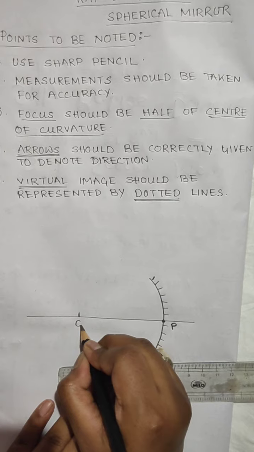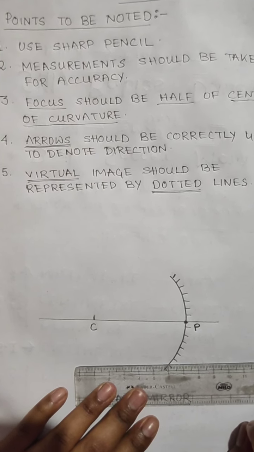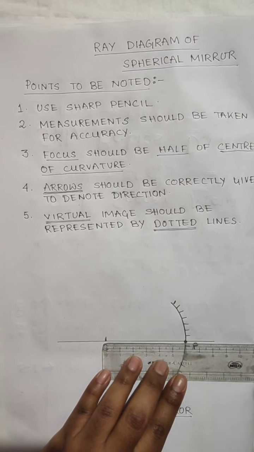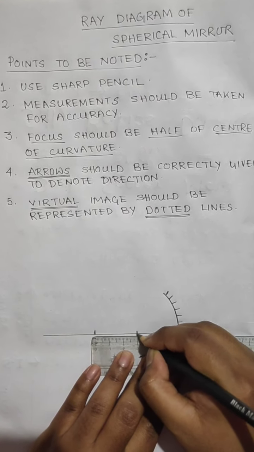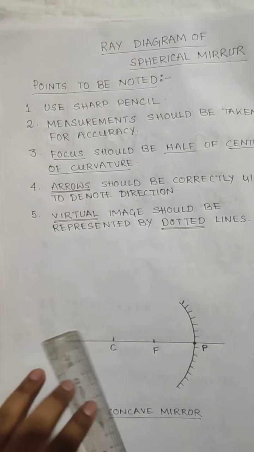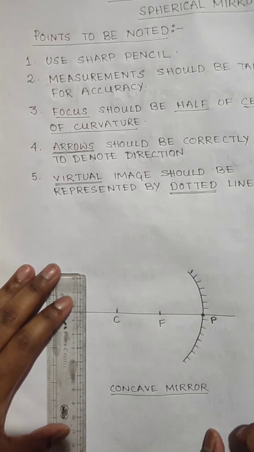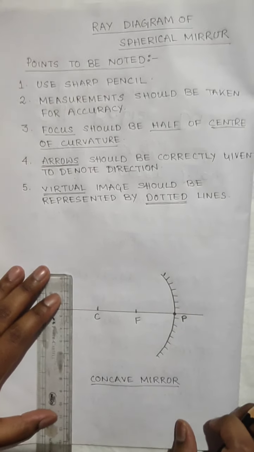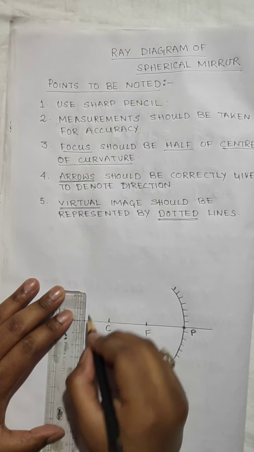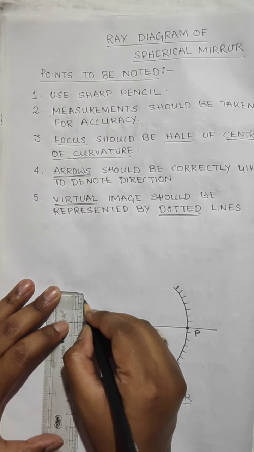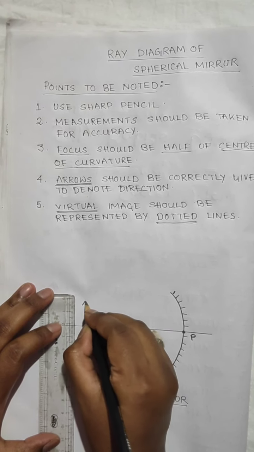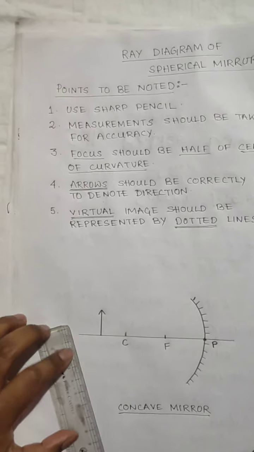If this is your center of curvature, then your focus should be at 3 centimeter. That is exactly halfway between center of curvature and pole. This measurement is very important for your diagram. Now, to draw any diagram, firstly we need an object. So here we will also take the measurement while drawing the object. Either you can take 2 centimeter or 1 centimeter. Here I am taking the object to be 2 centimeter exactly.